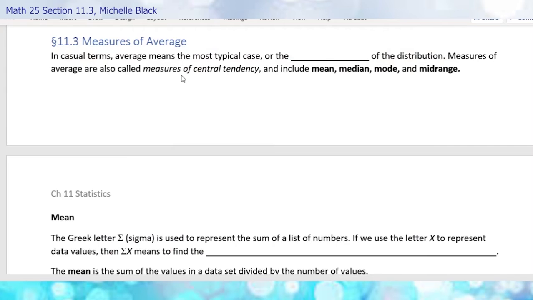Section 3, Measures of Average. In casual terms, average means the most typical case, or the center of the distribution. Measures of average are also called measures of central tendency and include mean, median, mode, and mid-range.